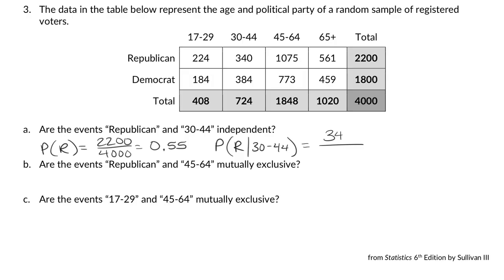340 over the given total. What is the total number of 30 to 44-year-olds? If we throw that into our calculator, we end up getting 0.47. So the question is, are they independent? Are those numbers the same? No. So these are not independent. They would be independent if the conditional probability and straight up regular probability for these events were unaffected.